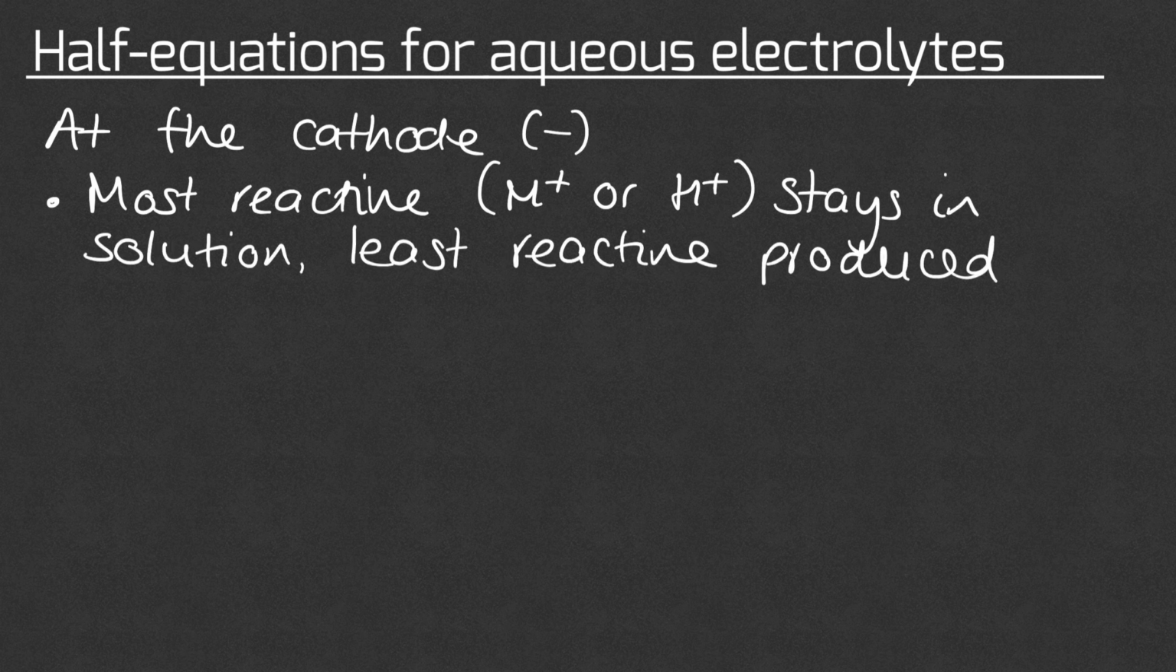At the cathode, which is a negative electrode, the most reactive out of the metal ions or the hydrogen ions will stay dissolved in solution. Whichever is the least reactive will be produced.